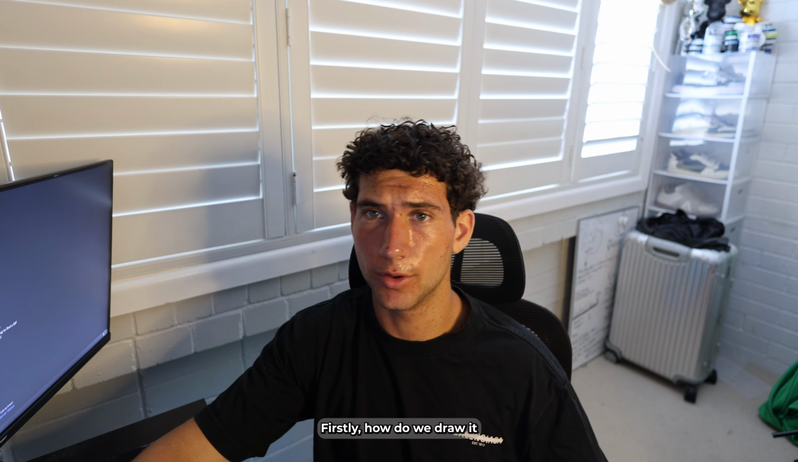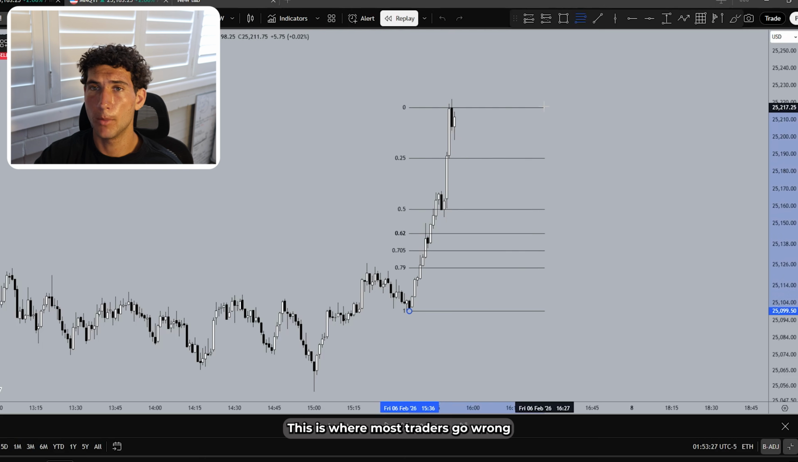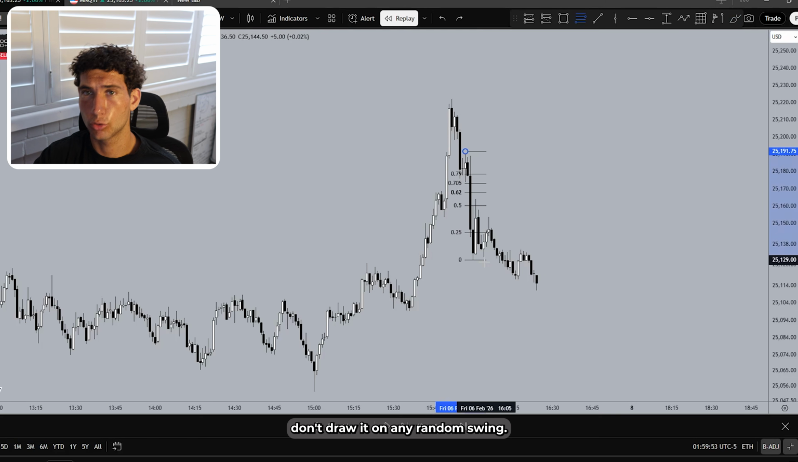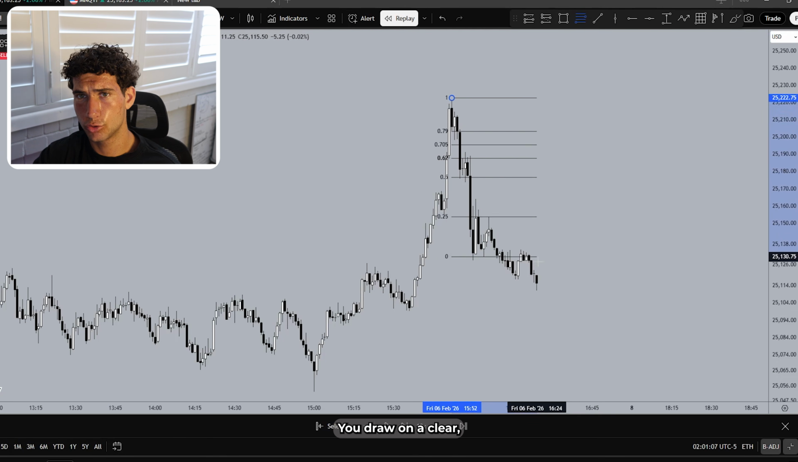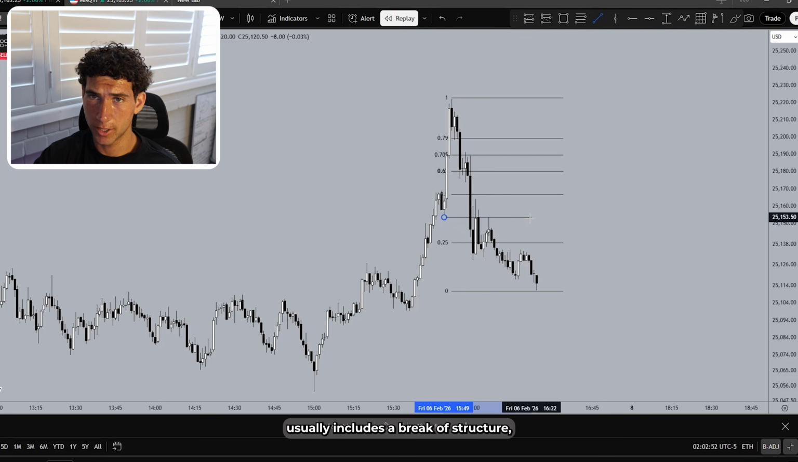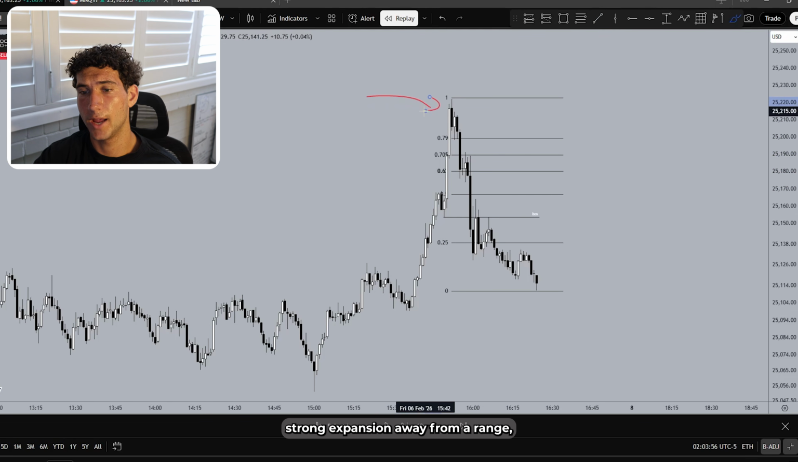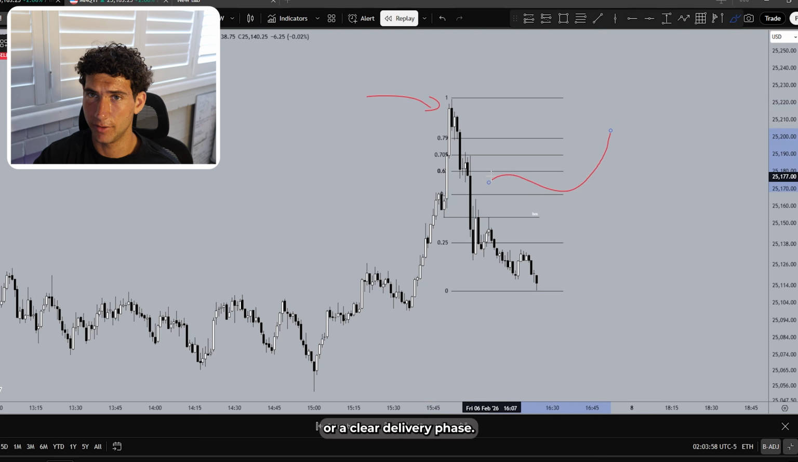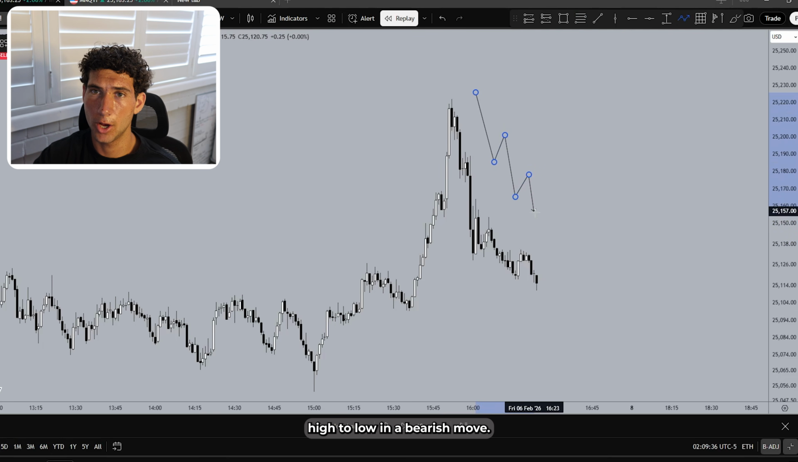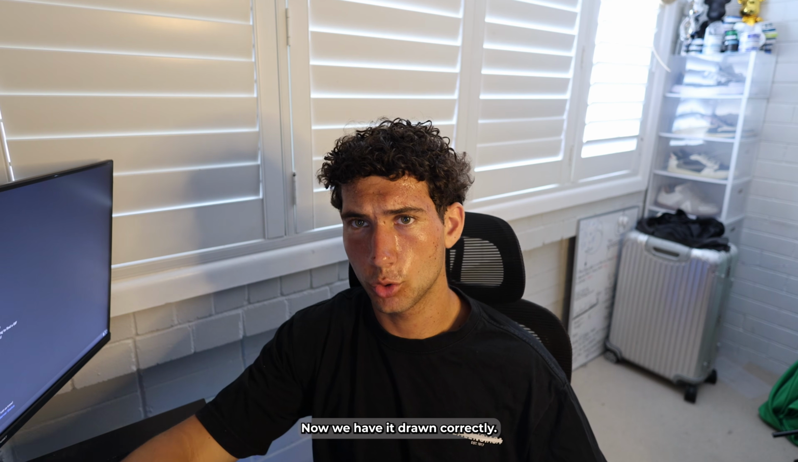Firstly, how do we draw it so it is actually valid? This is where most traders go wrong when drawing the Fibonacci tool. So listen up. You don't draw it on any random swing. You draw it on a clear impulsive leg. That displacement usually includes a break of structure, strong expansion away from a range, or a clear delivery phase. Once that leg is formed, you can anchor the Fib from low to high in a bullish move, or high to low in a bearish move. Now we have it drawn correctly.